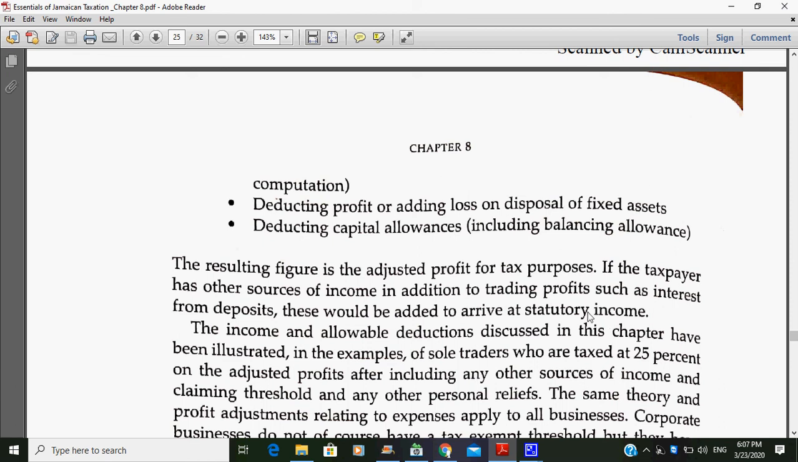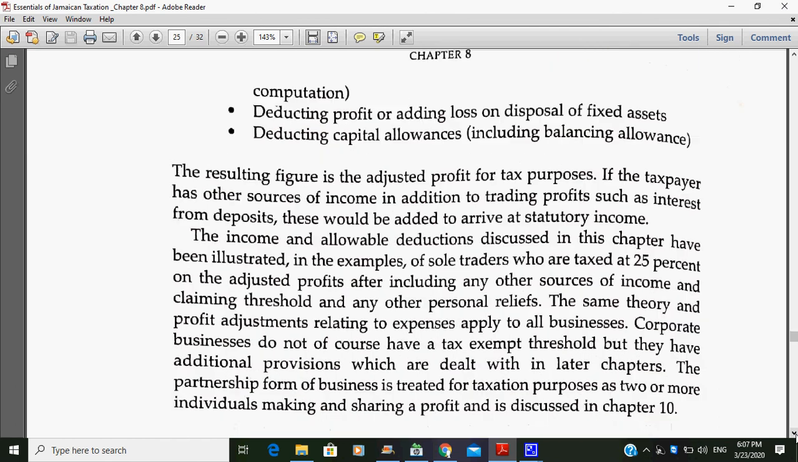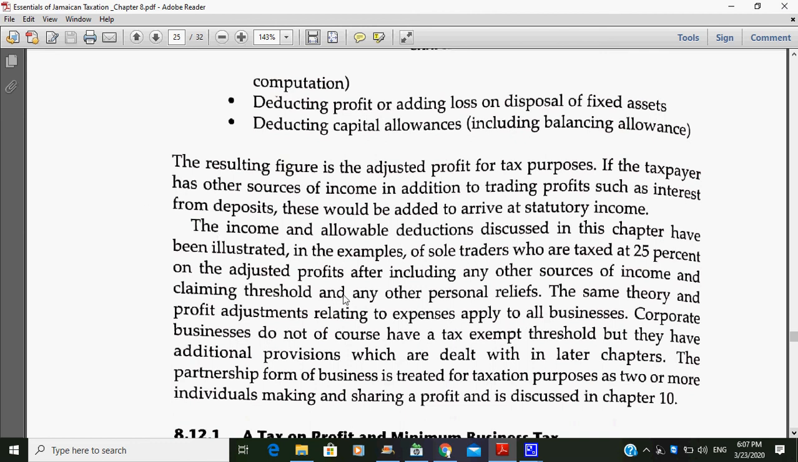If a taxpayer has other sources of income in addition to the trading profits, such as interest from deposits, these would be added to our statutory income. The income and allowable deductions discussed in this chapter have been illustrated in examples of sole traders who are taxed at 25%, after including any other sources of income and claiming the threshold and any other personal reliefs. The same theory and profit adjustments relating to expenses apply to all businesses. Corporate businesses do not have a tax exempt threshold, but they have additional provisions which I'll deal with in later chapters. Please do continue to read through.